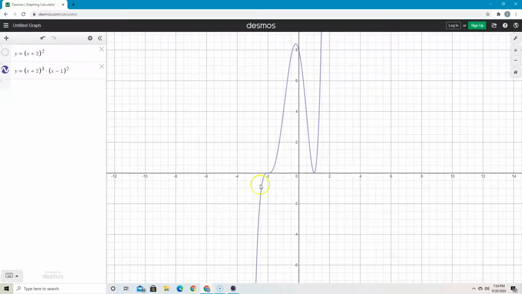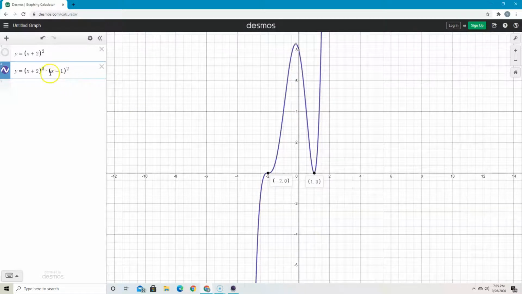Odd multiplicity means the graph is going to touch at negative 2, but it won't turn around. It touches it and keeps going in the same direction. It doesn't turn around. Here is the other x-intercept, the 0, the root.